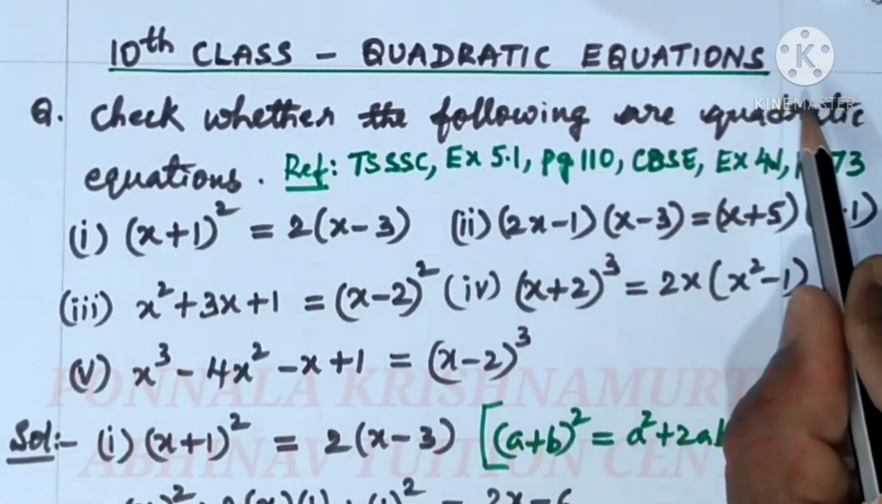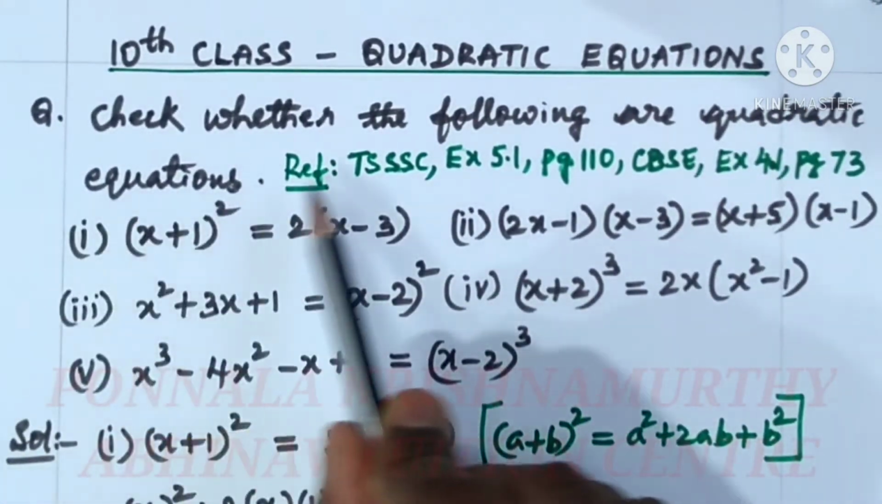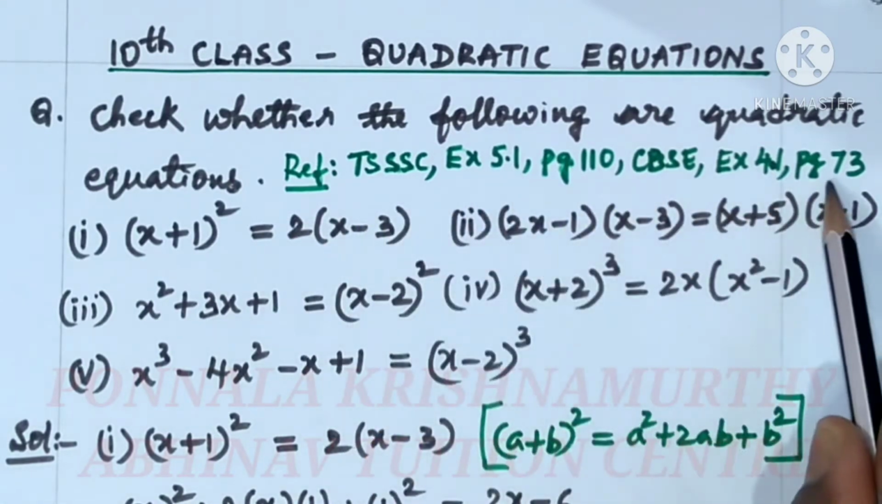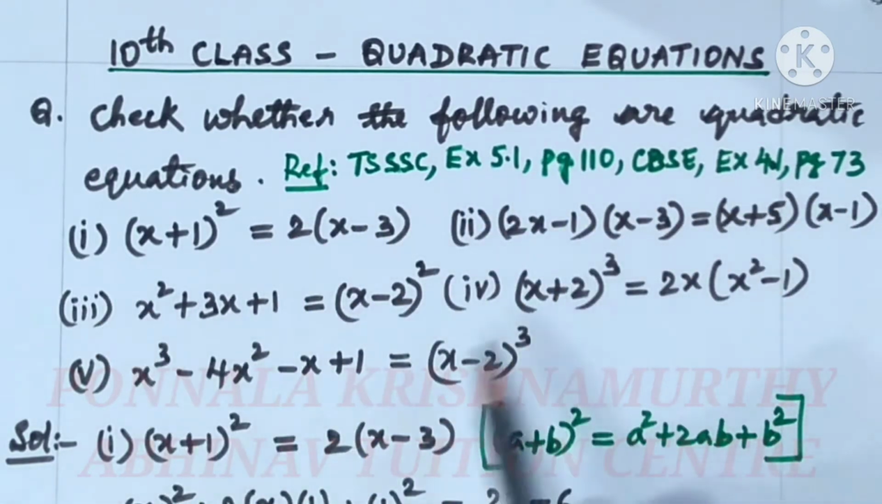10th class quadratic equations. Check whether the following are quadratic equations. Here we have 5 sums. Number 1, (x plus 1) whole square is equal to 2 into (x minus 3).